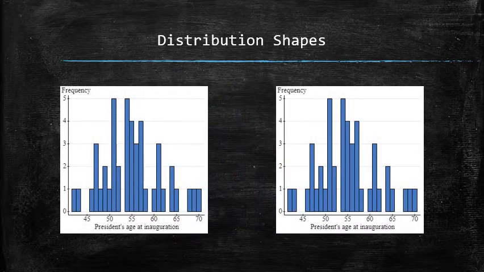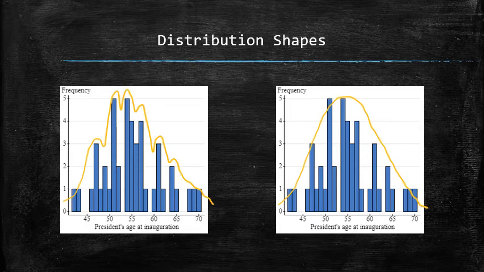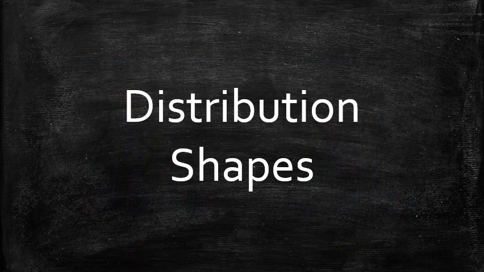Also note that the shape is described by a curve that roughly goes above the frequency bars without following it too closely. For instance, we wouldn't describe the histogram here as multimodal because there appears to be more than one peak. We discussed a variety of different shapes of distributions and the language associated with describing them.